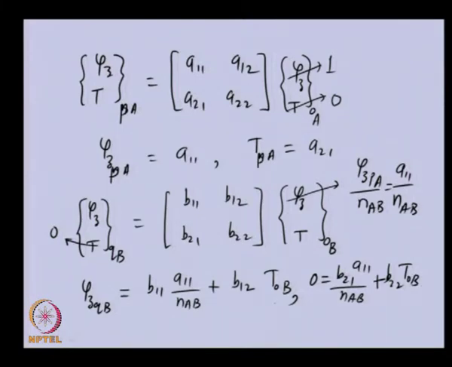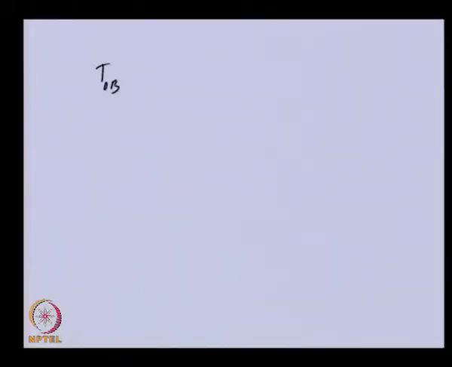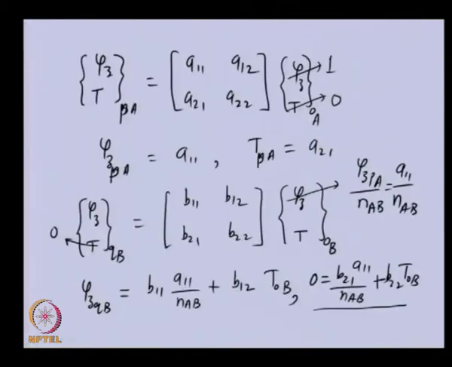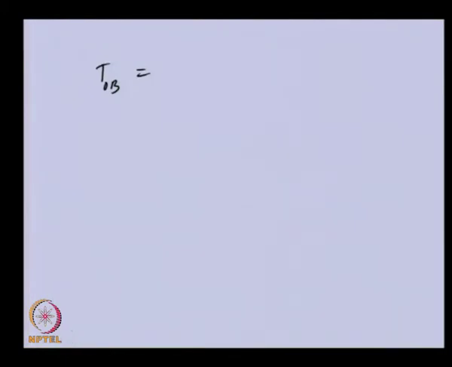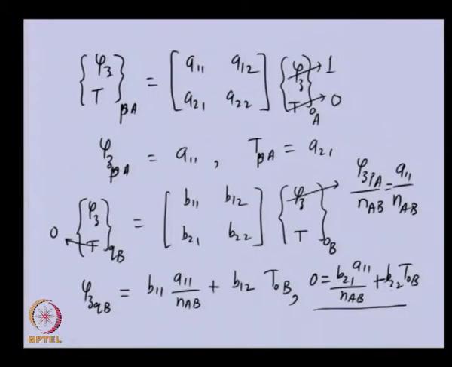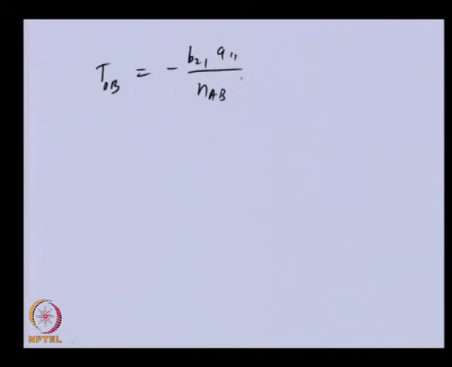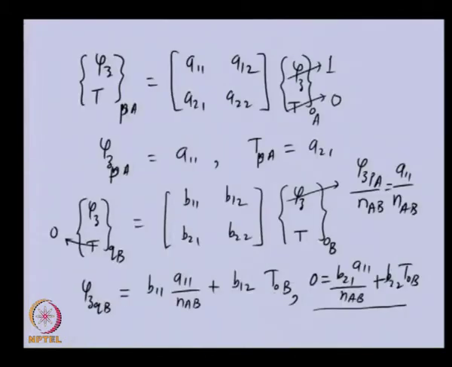Now we can see that this particular equation we can solve for T naught B, and then we can substitute this in the first equation. So, we are solving for T naught B from the previous equation. We will have minus B21 A11 by NAB, and then this will go in the denominator B22. This we got from the second equation. This can be substituted here.